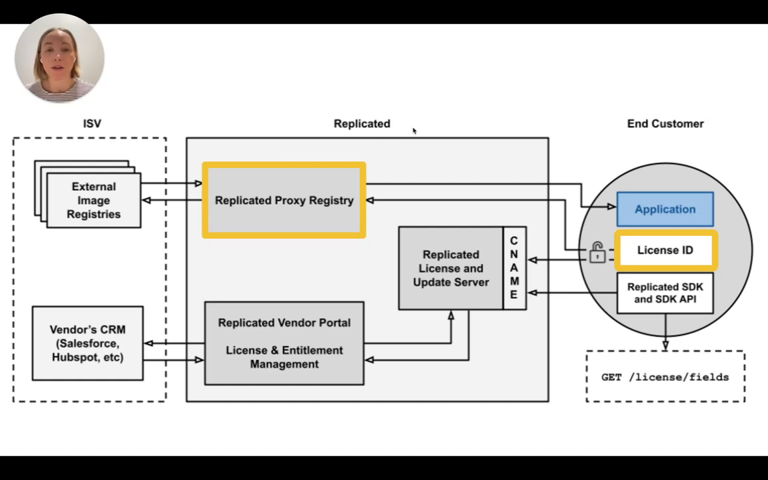The license ID also provides authentication for the Replicated proxy registry during deployment, granting pull-through access to the private images for the given application release.